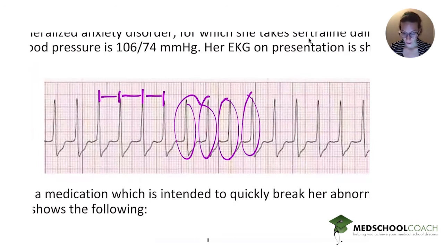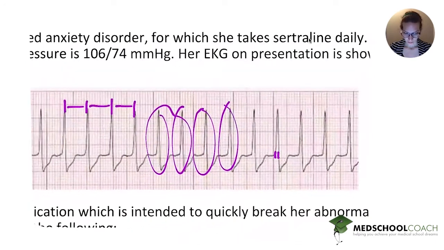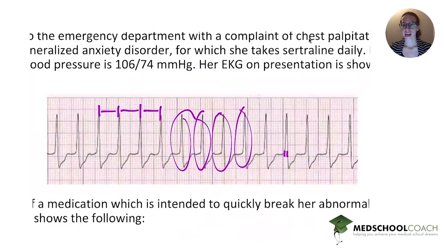And finally, is it wide or narrow complex? This is really key. It's a little hard to see on this screenshot that I've got here, but you can see the QRS starts here and ends here. That's definitely within the range of a normal QRS duration. That's not a prolonged QRS duration. So it's a narrow complex tachycardia. So what we have is a regular, monomorphic, narrow complex tachycardia.